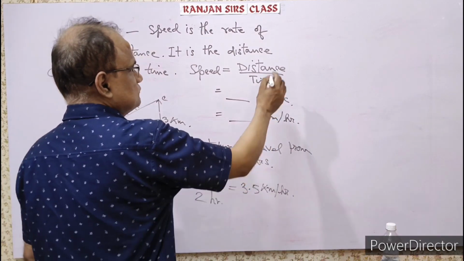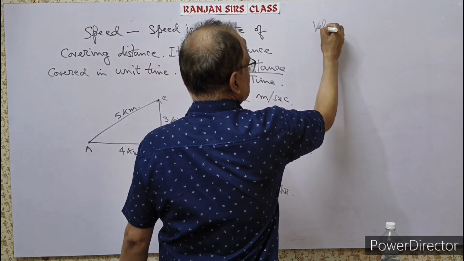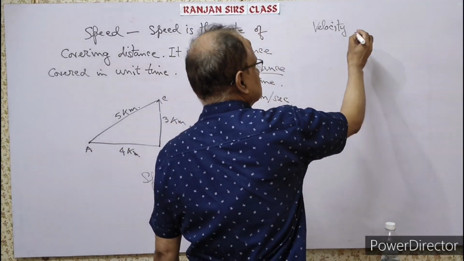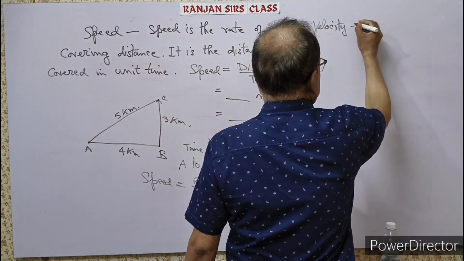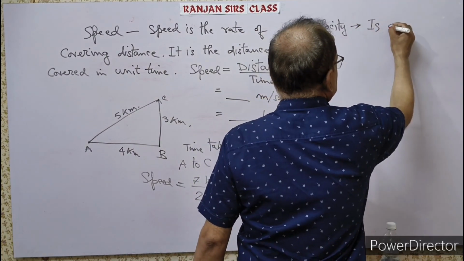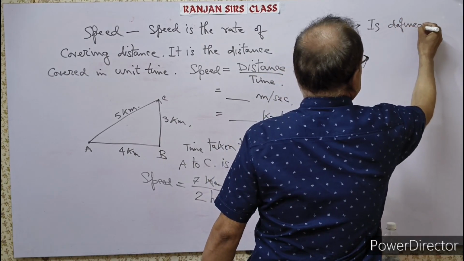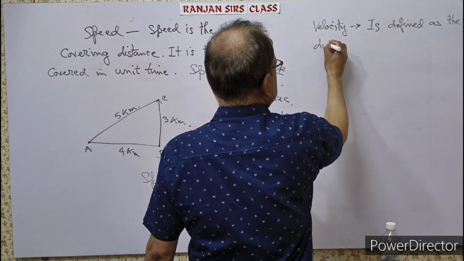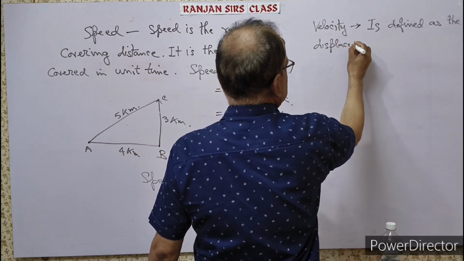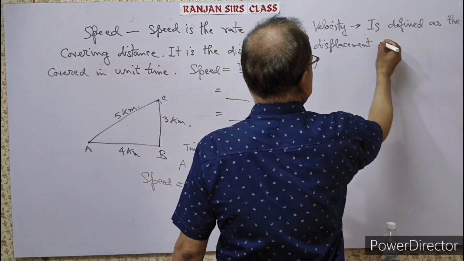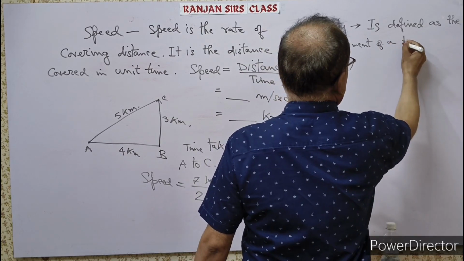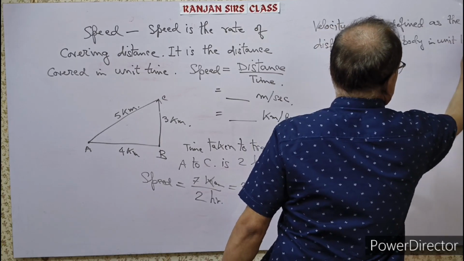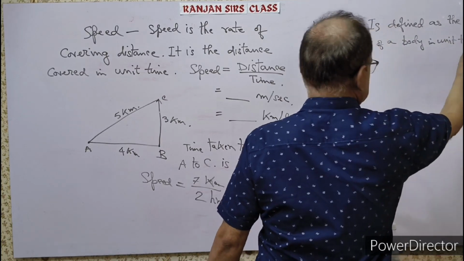Now let us discuss what is velocity. Velocity is defined as the displacement of a body per unit time. Velocity is defined as the displacement of a body in unit time. Again, that time can be hours or it can be seconds.